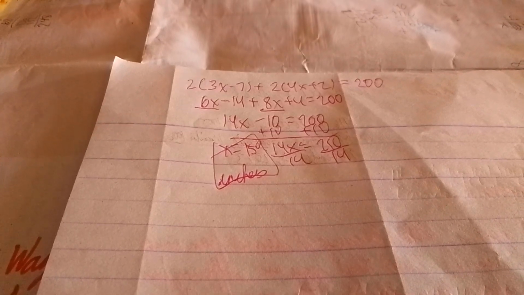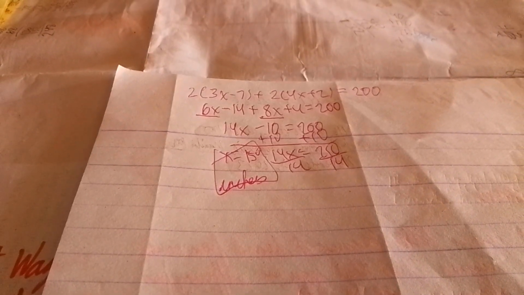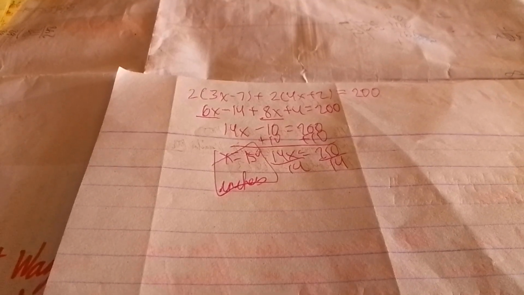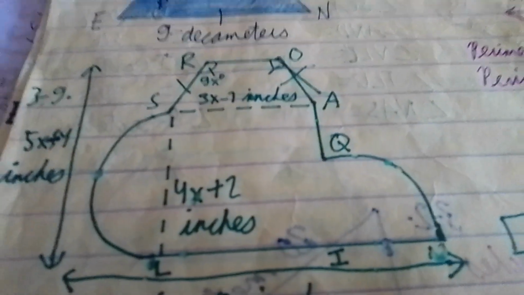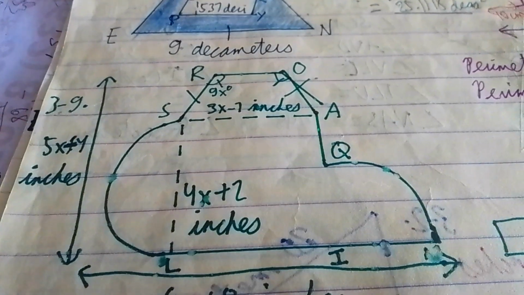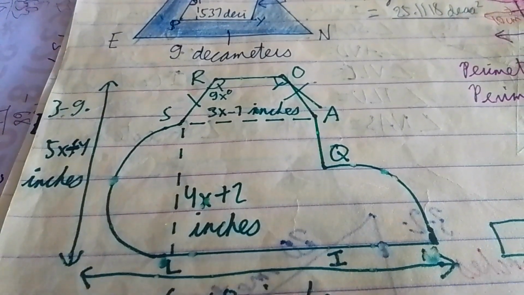Because remember, we need to input that for the values. Alright? So now you have x is equivalent to 15 inches. So therefore, let every value of x represent 15. Here's how. Okay, so we have 4x plus 2 inches. 4 times, let x be 15. What's the measure? That's supposed to be 62 inches. So let me write it for you.